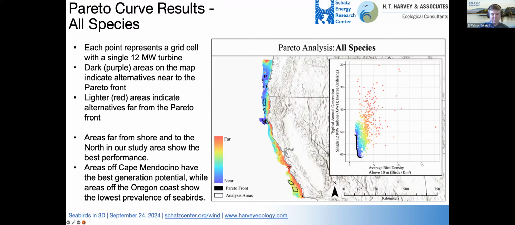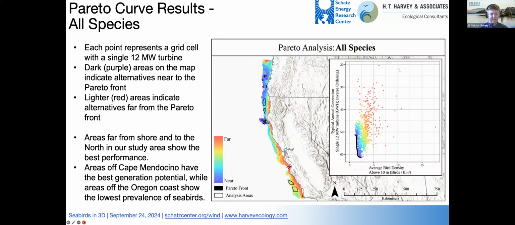These points are colored with respect to how near the Pareto front they fall, with alternatives that lie on the front colored in black, those that lie near the front colored in purple, and those that lie far from the front colored in red. It is important to recognize that alternatives which are Pareto efficient may land on the front due to high generation, low bird density, or a compromise of the two.